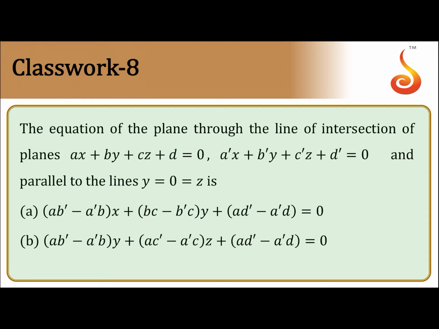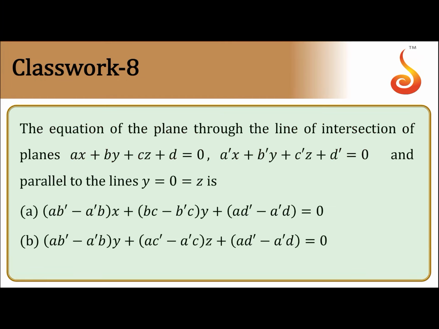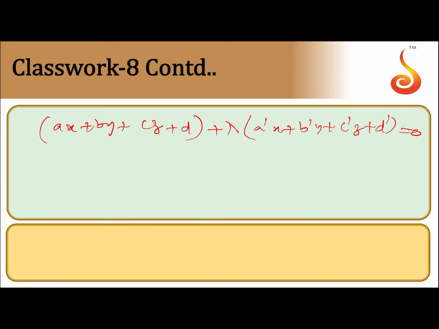Let me take up the equation of the plane. The equation of the plane passing through the intersection of the two planes is given by pi 1 plus lambda pi 2, that's nothing but ax plus by plus cz plus d, plus lambda times (a dash x plus b dash y plus c dash z plus d dash), equal to 0. And that plane is parallel to y equals 0, z equals 0, which is nothing but parallel to the x-axis. So the plane has DRs a plus lambda a dash, b plus lambda b dash, and c plus lambda c dash. This plane is parallel to the x-axis, which means the dot product with i is equal to 0. That's nothing but a plus lambda a dash equal to 0.